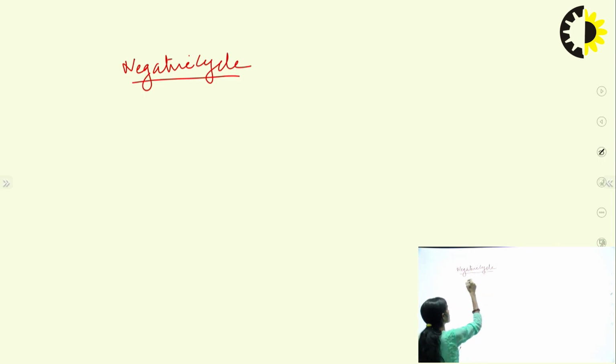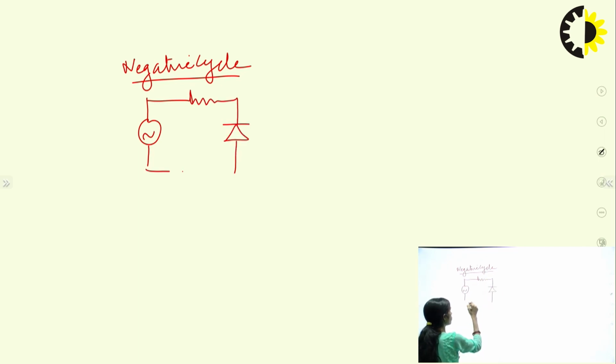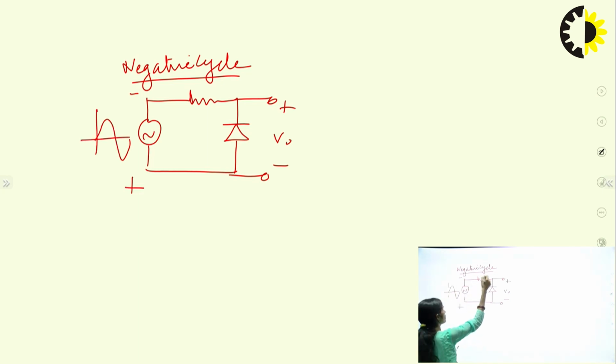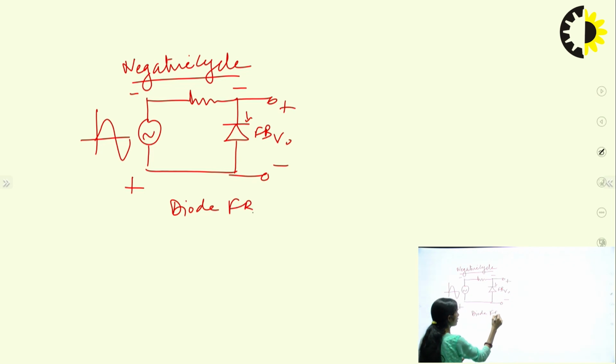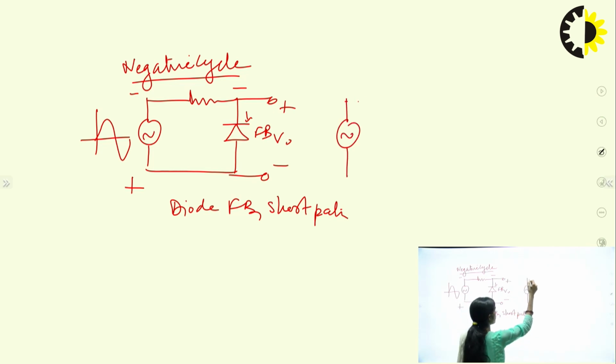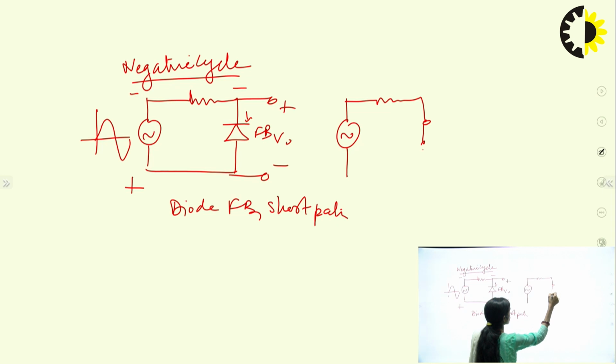Again for the negative cycle, if we redraw this circuit, this is the resistor and this is the diode I had taken. So for the negative cycle, how are we going to analyze? For the negative cycle, this end will become negative and this end positive, and the diode will become forward bias here, acting as a short path. So in this case, if we draw the equivalent circuit, this diode is a short path.